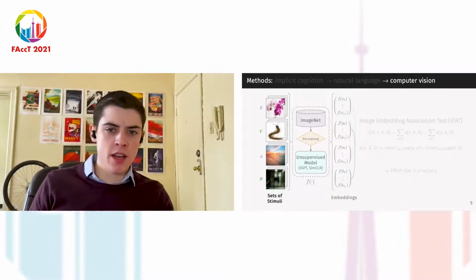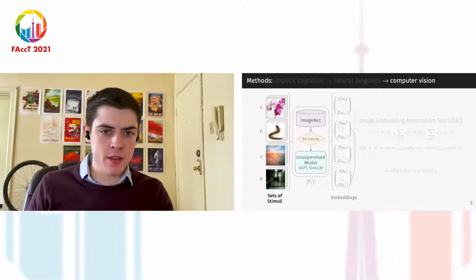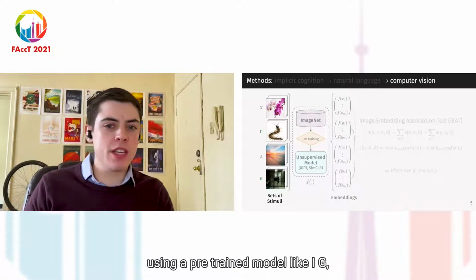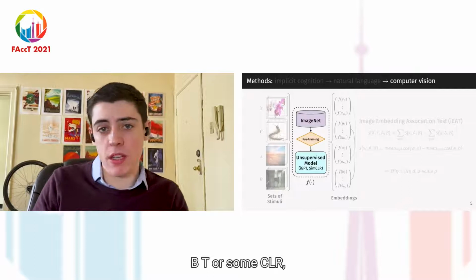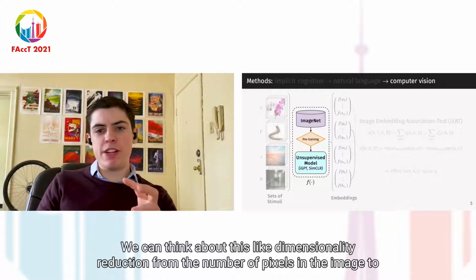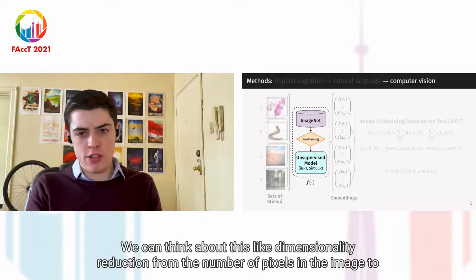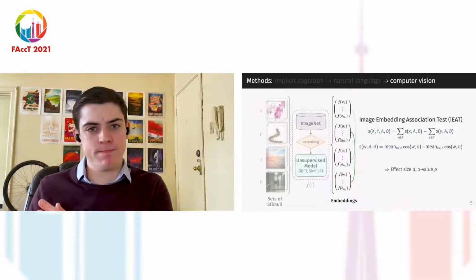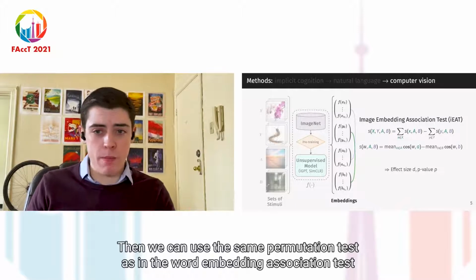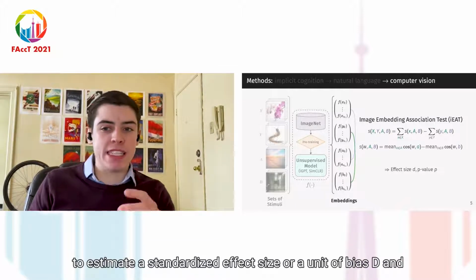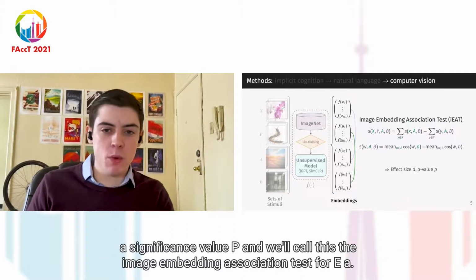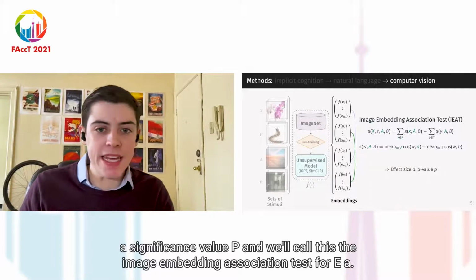So to perform this test, we first collect a bucket of images for each concept, a bunch of images of flowers, a bunch of images of insects, and then using a pre-trained model like iGPT or SimCLR, we extract a vector representation for each image. And we can think about this like dimensionality reduction from the number of pixels in the image to some d-dimensional embedding. Then we can use the same permutation test as in the word embedding association test to estimate a standardized effect size, or a unit of bias, d, and a significance value, p. And we'll call this the image embedding association test, or IEAT.